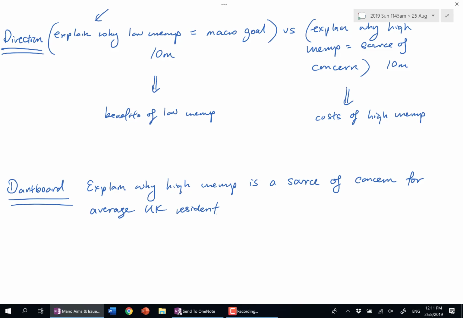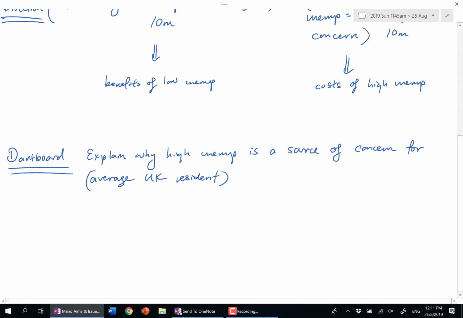If you look at this question, they are also asking why high unemployment is a source of concern. But when they say for the average UK resident, this is your dartboard. Do you know what to focus on? Average resident. When was the last time you saw this term being used? SOL, right? Very good.